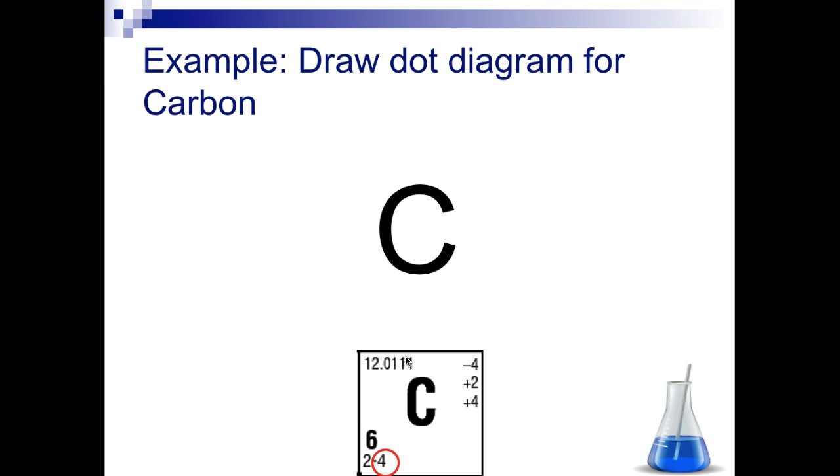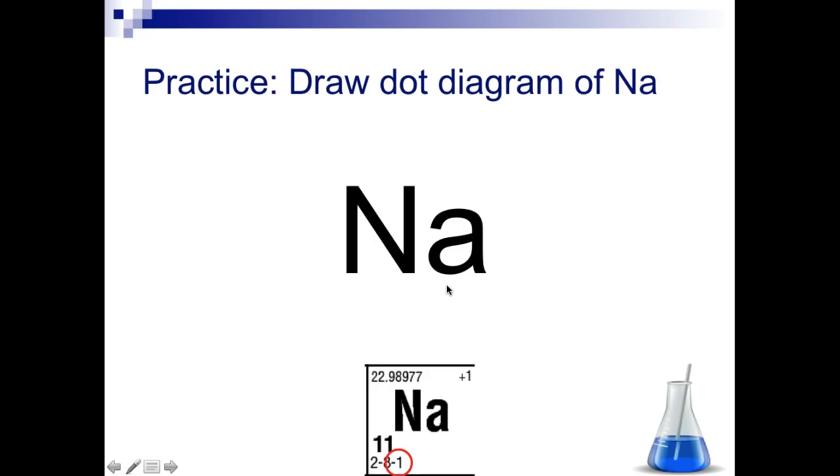So we're going to, for example, draw the Lewis dot diagram for carbon. When you look on your periodic table, carbon has 4 electrons in its outside shell. So we're going to draw 4 dots around carbon. So 1, 2, 3, and 4. And this is your completed Lewis dot diagram for carbon.